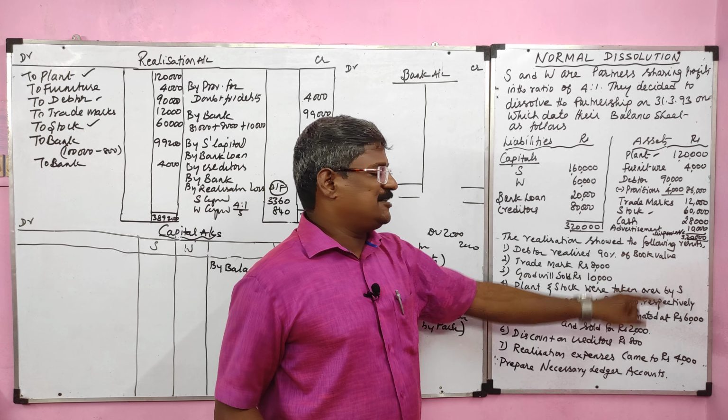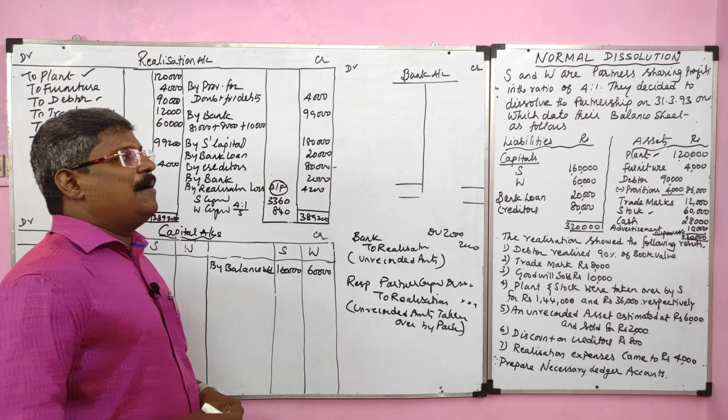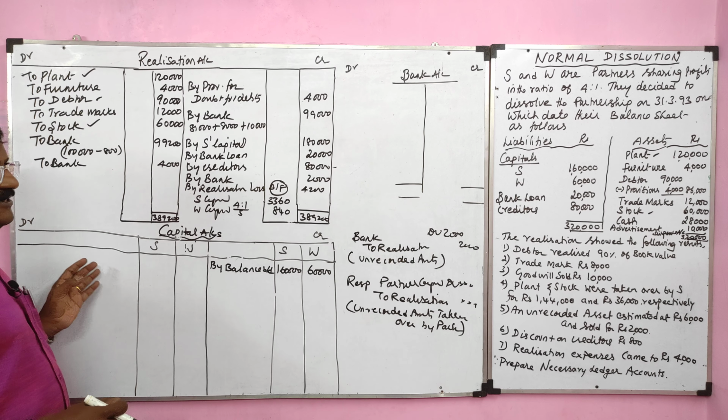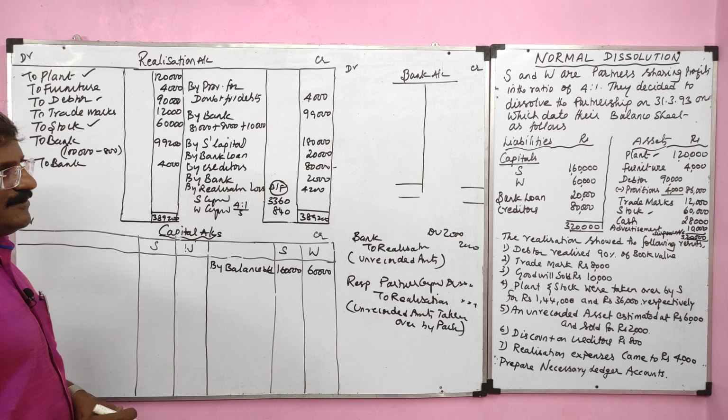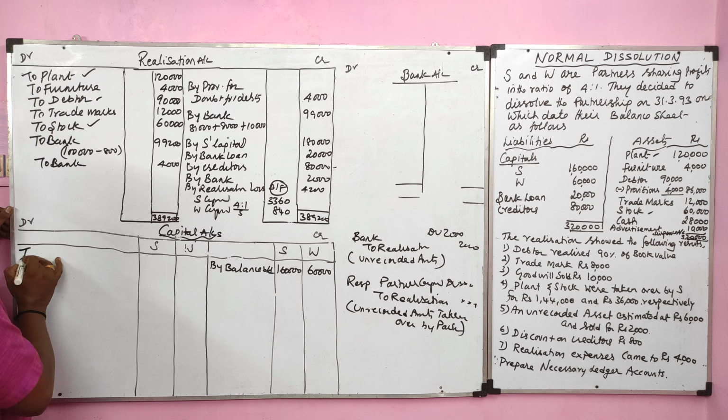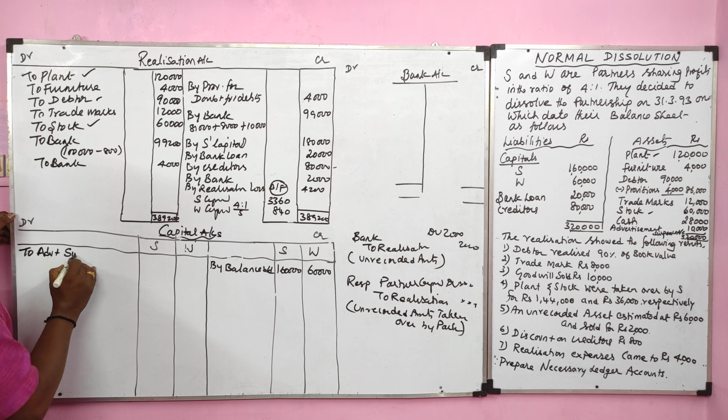Instead of that, advertisement suspense account is given. It should be transferred to the partners' capital. So it will be recorded in the debit side. The entry is S capital, W capital account debit to advertisement suspense. So it will be recorded in the debit side of capital account as advertisement suspense account.